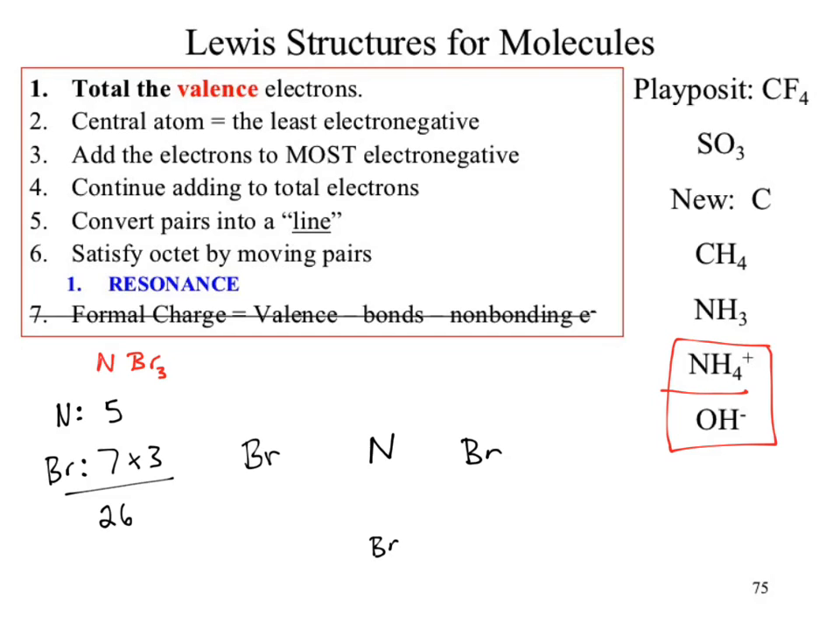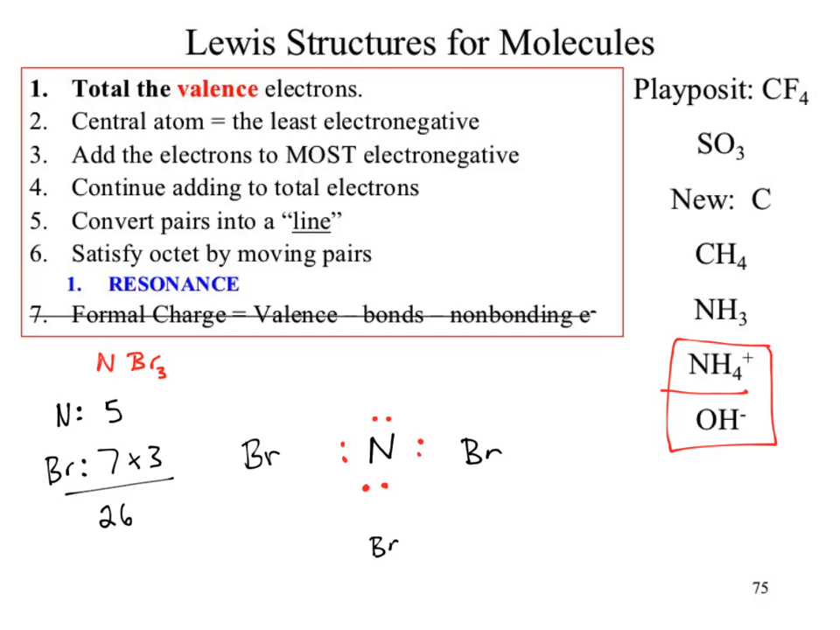What's our next step? Fill the octets. Fill the octets by placing electrons where? On the most electronegative. Which one's the most electronegative? Actually, nitrogen. Again, that's hard to tell, and in this case, it's not going to bite us. Nitrogen is the 3rd most electronegative element on the periodic table. So there's my octet for nitrogen.